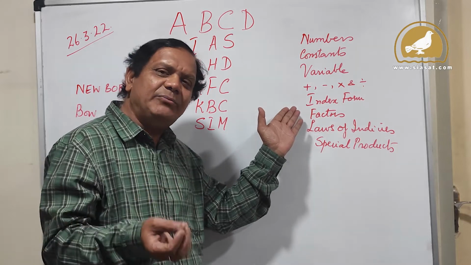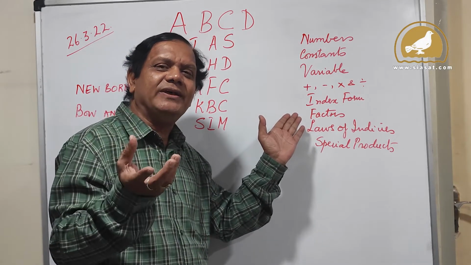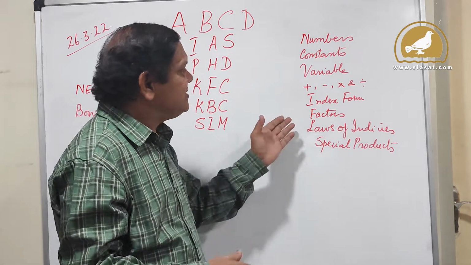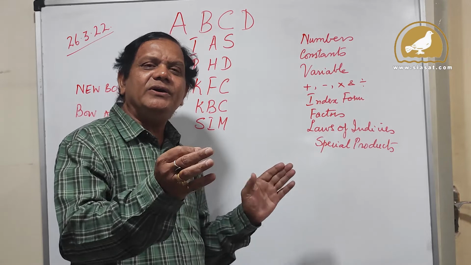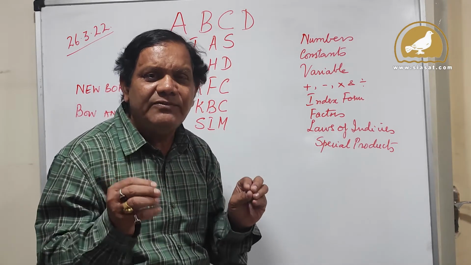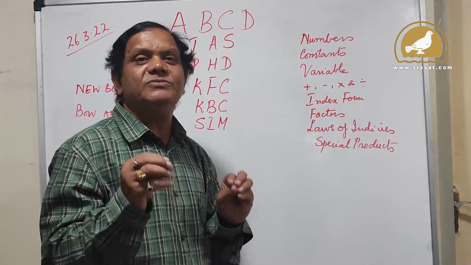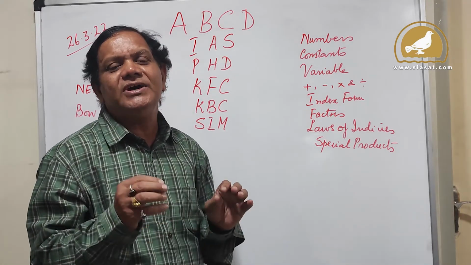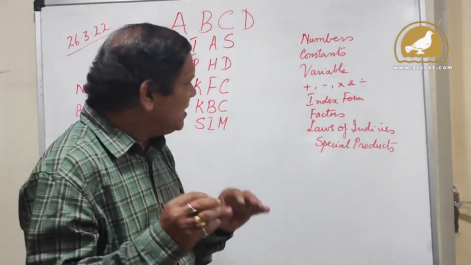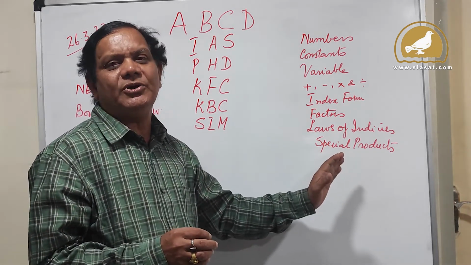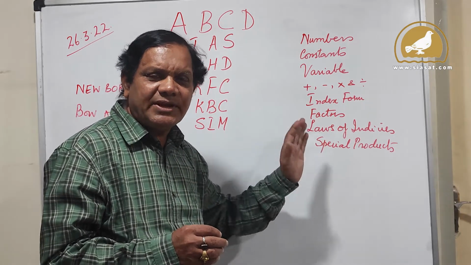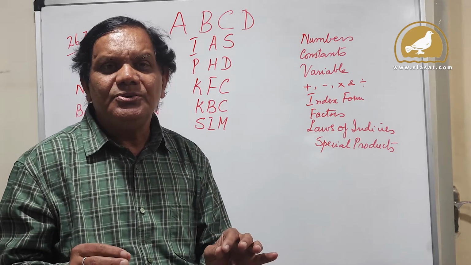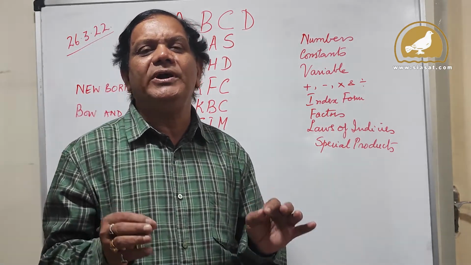Then next comes the different forms of writing a number, which we call index form. For example, 25 is written as 5 square, 9 is written as 3 square, and 100 can be written as 10 square. Then next you have factors. For a given number we can write several factors, and that should be done very fast. If you know that, it becomes very easy and interesting. Then next come the laws of indices, which are very important, and along with that the special products. All these are the basics required for every child to learn the topic of quadratic equations.